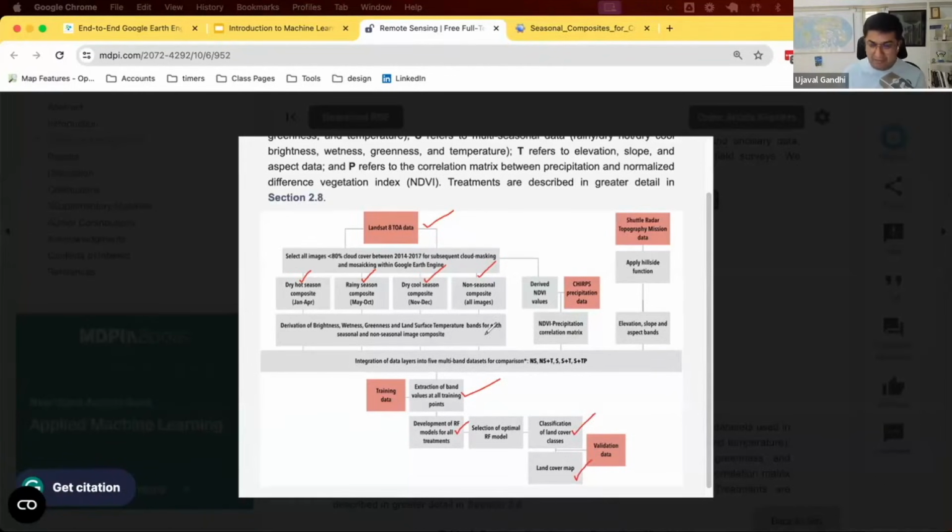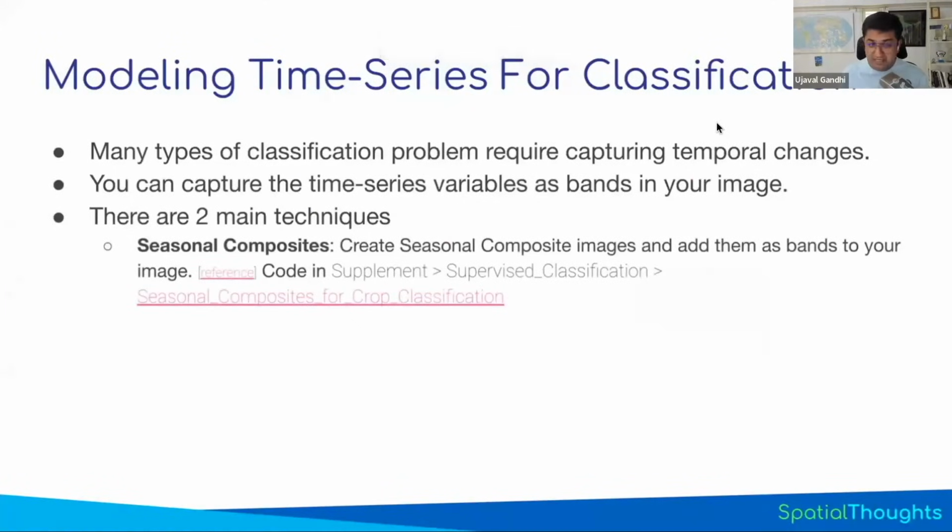So again, this paper employs the seasonal composite technique that I mentioned. And again, they say, okay, we also want to use elevation, slope, and aspect bands. Elevation is really important for coffee. Coffee grows at higher elevation, so you want to capture that for coffee as well. So again, any information that makes sense for your crop that will help it differentiate from other crops can be added here. So we learned about seasonal composite for crop classification.